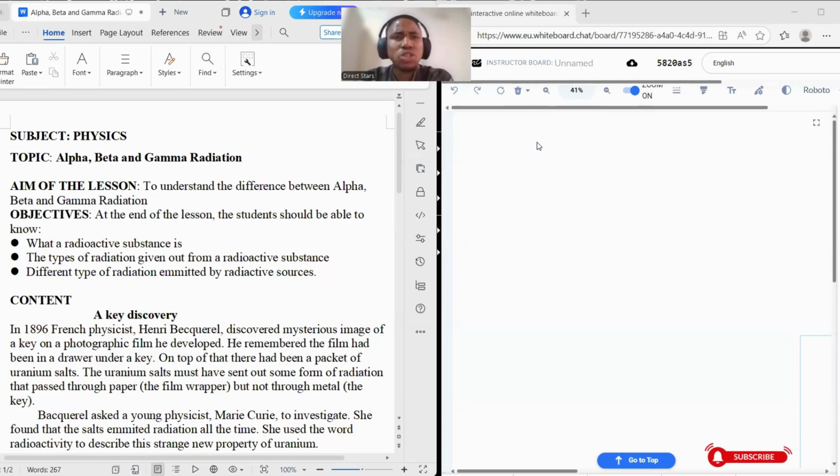But first, we need to understand what radiation is. Radiation can be defined as energy that moves in space. So how energy moves in space is what we call radiation. So how do we discover alpha, beta, and gamma radiation?